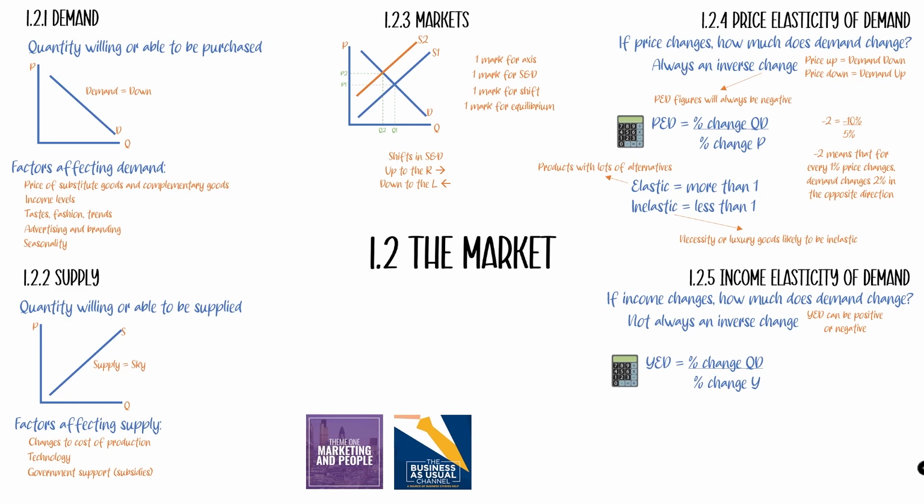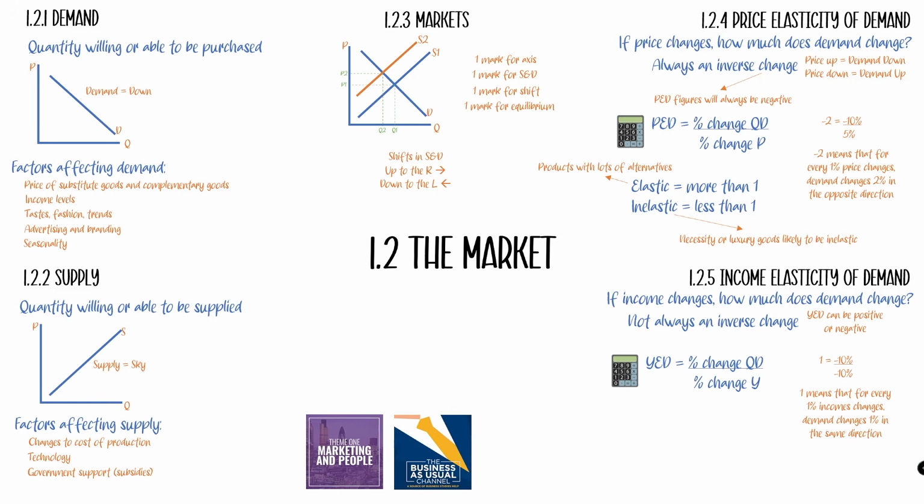So the calculation is the exact same calculation as price elasticity. We're just changing the P to a Y. So income elasticity of demand is the percentage change in quantity demanded over the percentage change in income. So again, here is an example. If in this situation we said that income's dropped by 10% and demand dropped by 10%, that would be an income elasticity of demand of 1. So that means that for every 1% incomes change, demand changes by 1% in the same direction. Because it's a positive figure, it means that's a positive correlation. One goes down, the other one goes down as well.